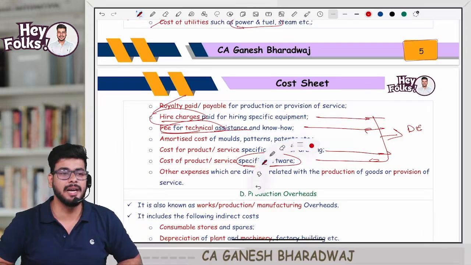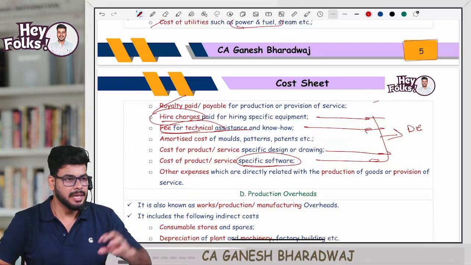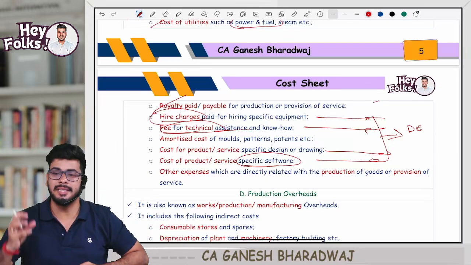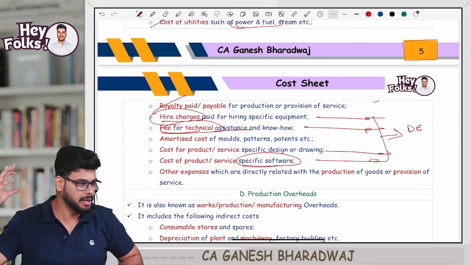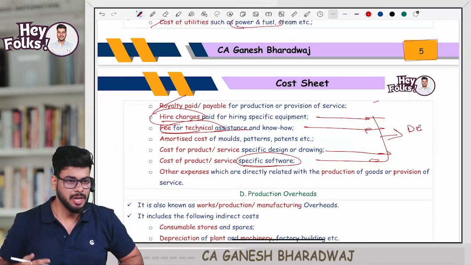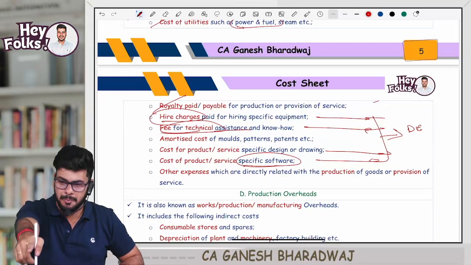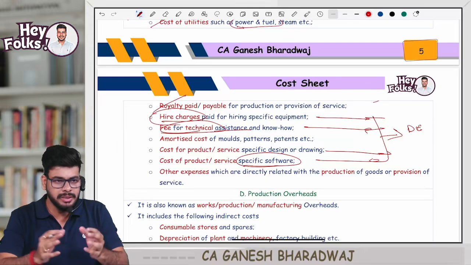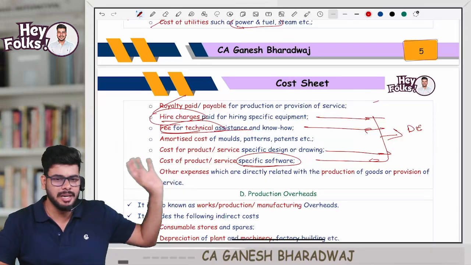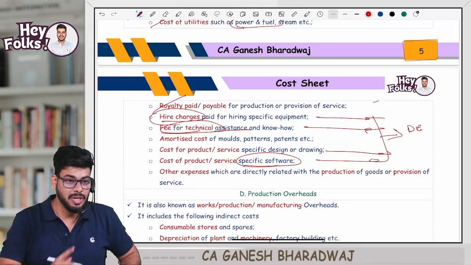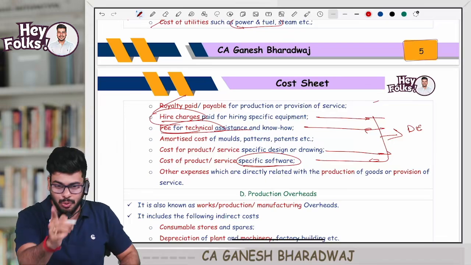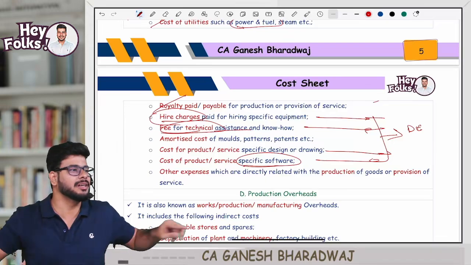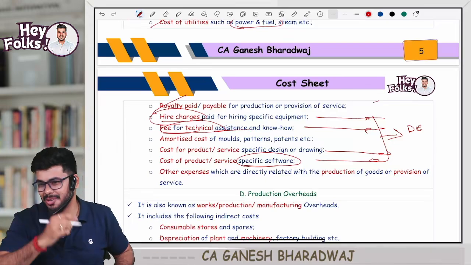For example, L&T is taking up one job called CMRL, the Chennai Metro Rail project. For the purpose of honoring this particular project, they might hire a specific equipment. Once the project is over, they will just release it back. They won't need this. Now, this is a direct expense, exclusively incurred for this job. They don't incur this cost for all their jobs. Guys, are you clear with this?